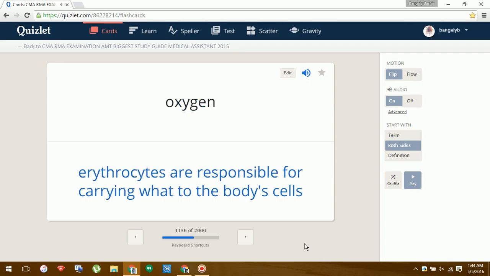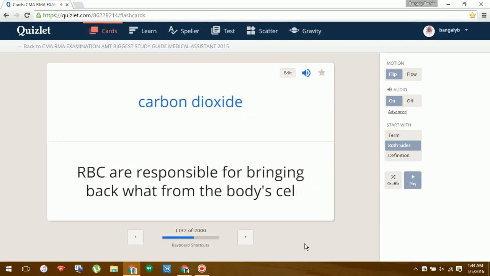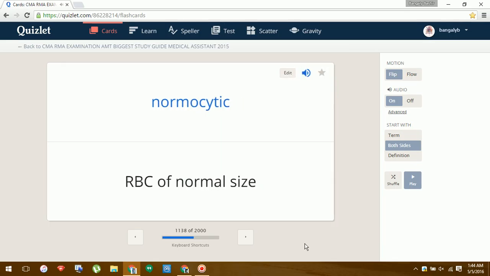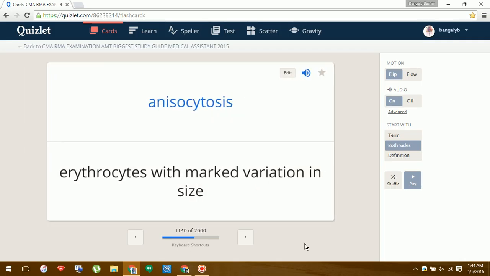Oxygen. Erythrocytes are responsible for carrying what to the body's cells? Carbon dioxide. RBC are responsible for bringing back what from the body's cell? Normocytic. RBC of normal size. Macrocytic. RBC of larger size. Anisocytosis. Erythrocytes with marked variation in size.